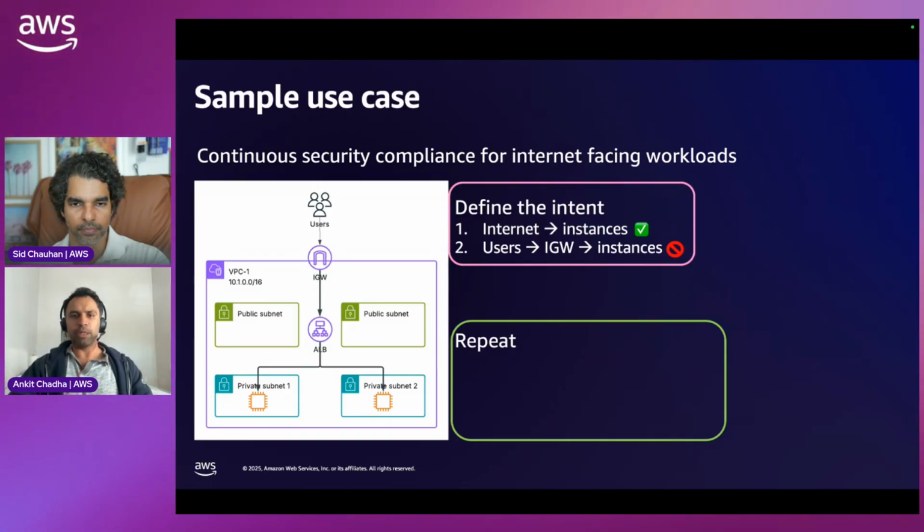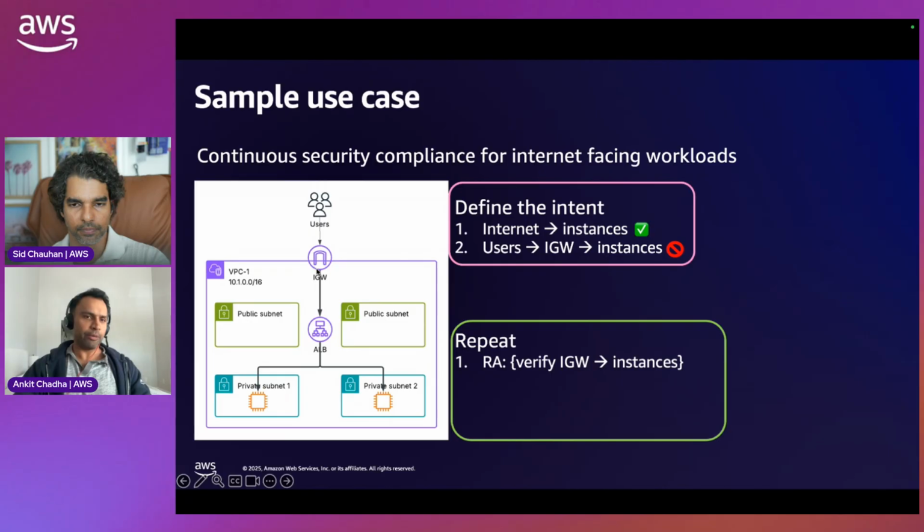Well, you create some kind of a loop that says use reachability analyzer to verify that when the source is an internet gateway and destination is specific instances, there is a path. Now it will give you the end-to-end path, but you would use RA to get a very laser focused yes or no answer. Is there a path or no?